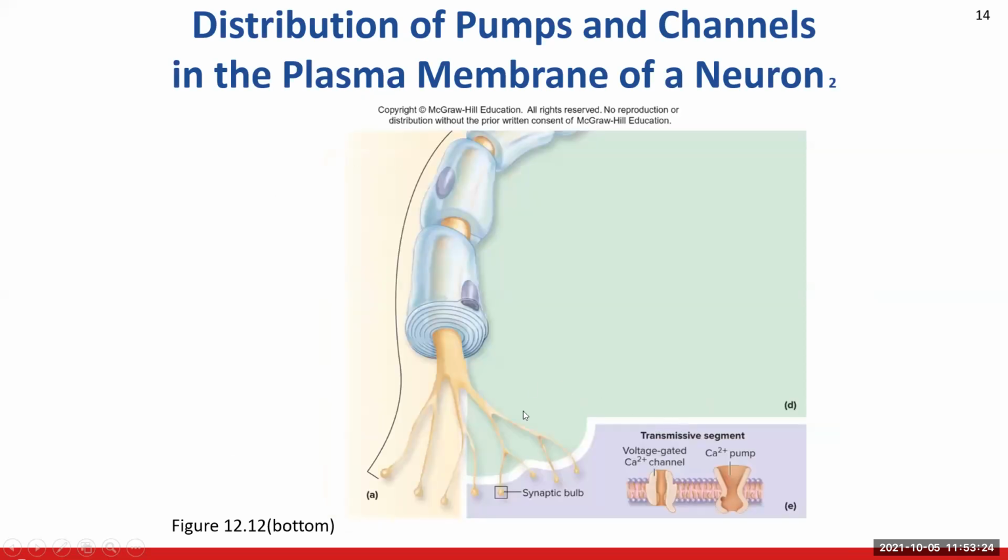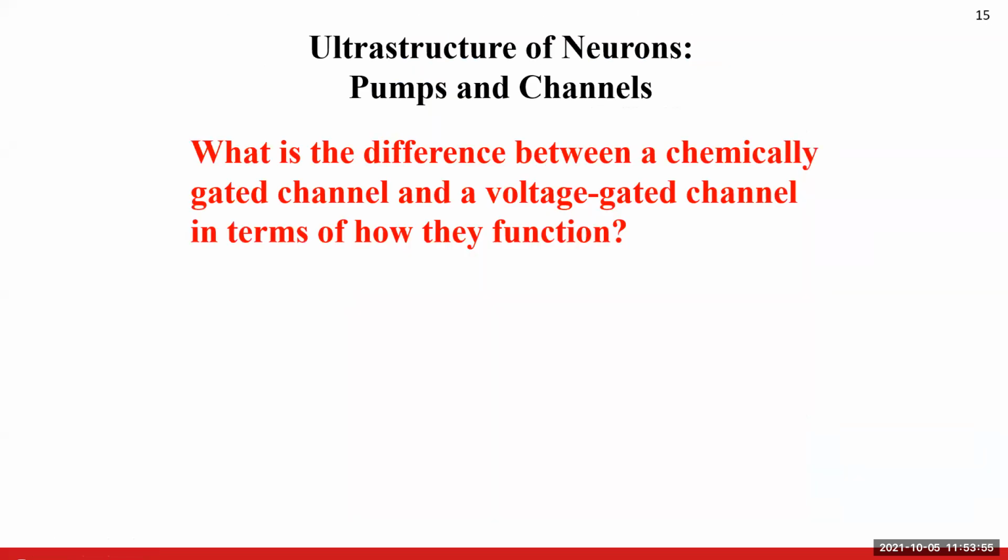Then when we get down to the last part here, what we call the transmissive segment, that's where the synaptic knobs are, we're going to see a voltage-gated calcium channel and then our calcium ion pump. Because remember, I was telling you the calcium pump is constantly pumping calcium out of the cell. And then when that electrical signal travels down the axon and it comes all the way to the synaptic bulb, it'll trigger the opening of these voltage-gated calcium channels, and then calcium can flood back into the cell. So you should really know where all these items are.